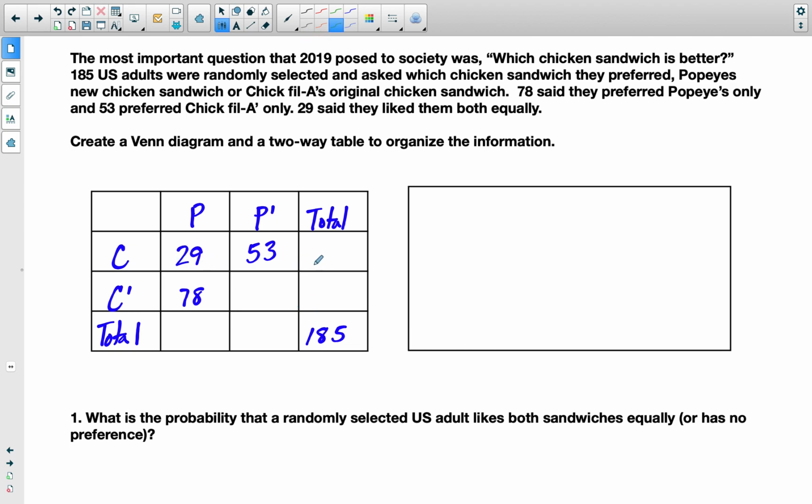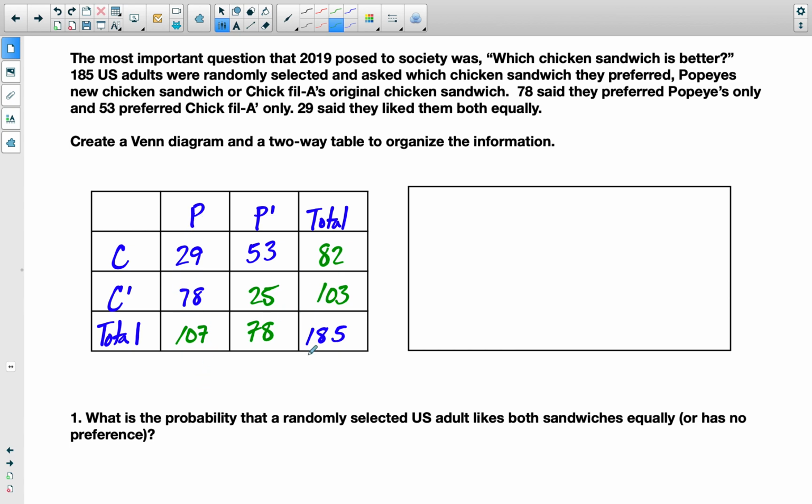29 plus 53 is 82. 185 minus 82 is 103. 103 minus 78 is 25. 53 plus 25 is 78. 185 minus 78 is 107. And I would just make sure that those work both across and down.